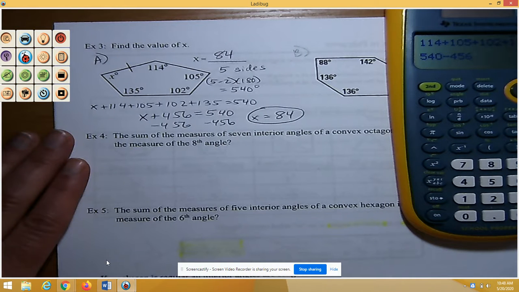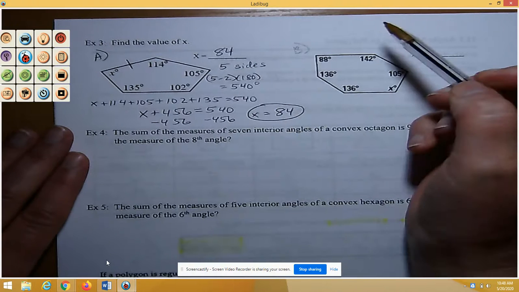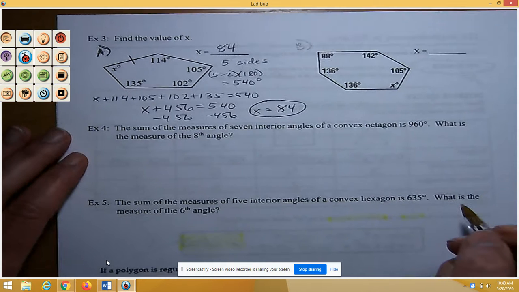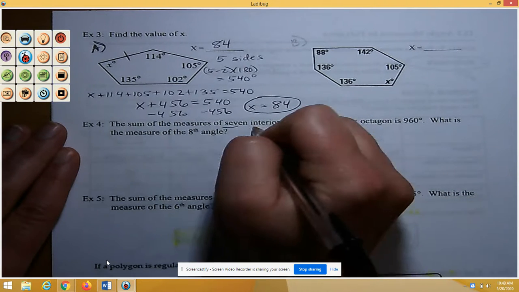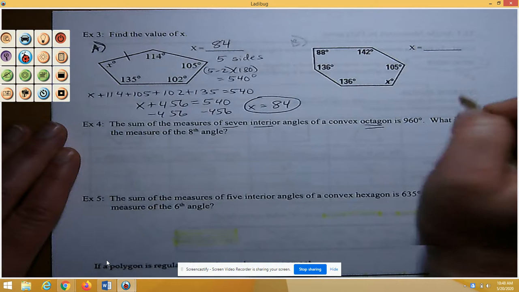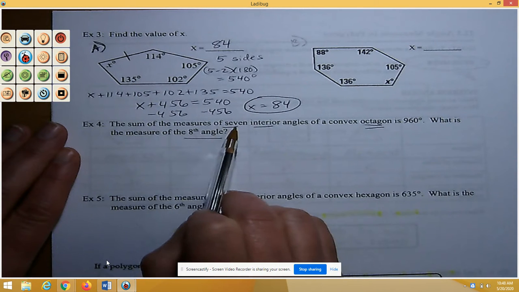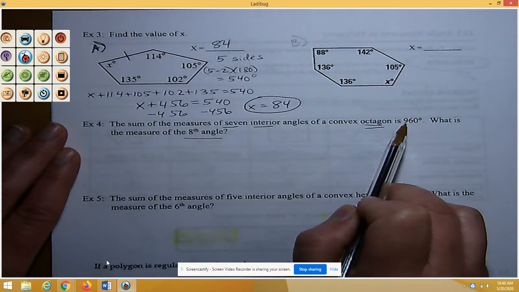All right, now let's go on to example 4. So I called this one 3A, and we'll save example 3B for office hours. All right, example 4. The sum of the measures of 7 interior angles of a convex octagon is 980 degrees. What is the measure of the 8th angle?